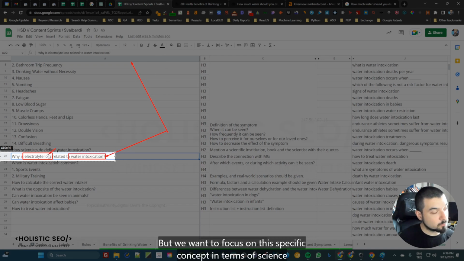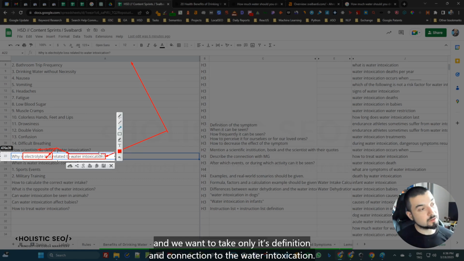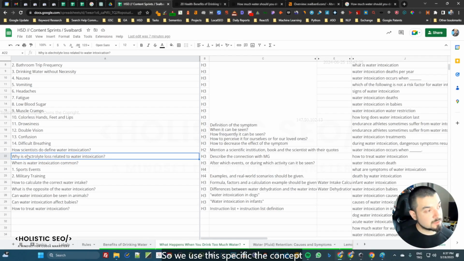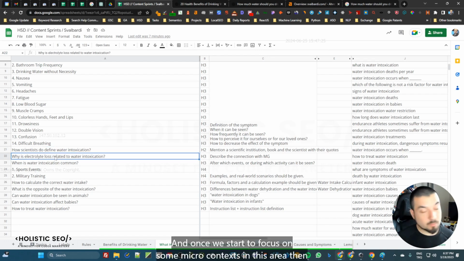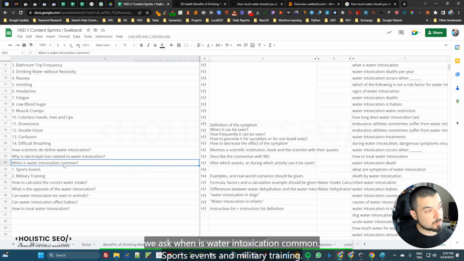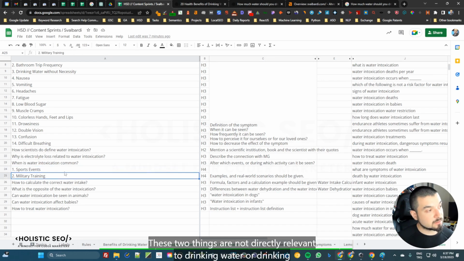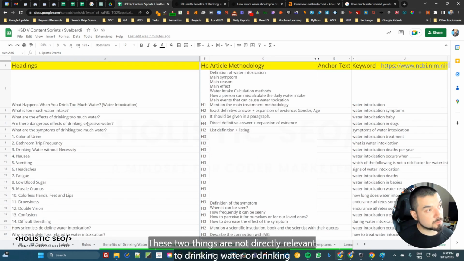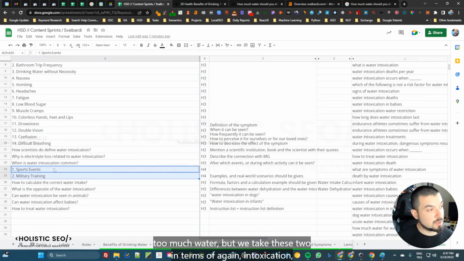But we want to focus on this specific concept in terms of science, and we want to take only its definition and connection to water intoxication. So we use this specific concept or scientific term, especially after this question. And once we start to focus on some micro context in this area, then we ask, when is water intoxication common? Sports events and military training. These two things are not directly relevant to drinking water or drinking too much water, but we take these two in terms of, again, intoxication, because during these events, it is happening.